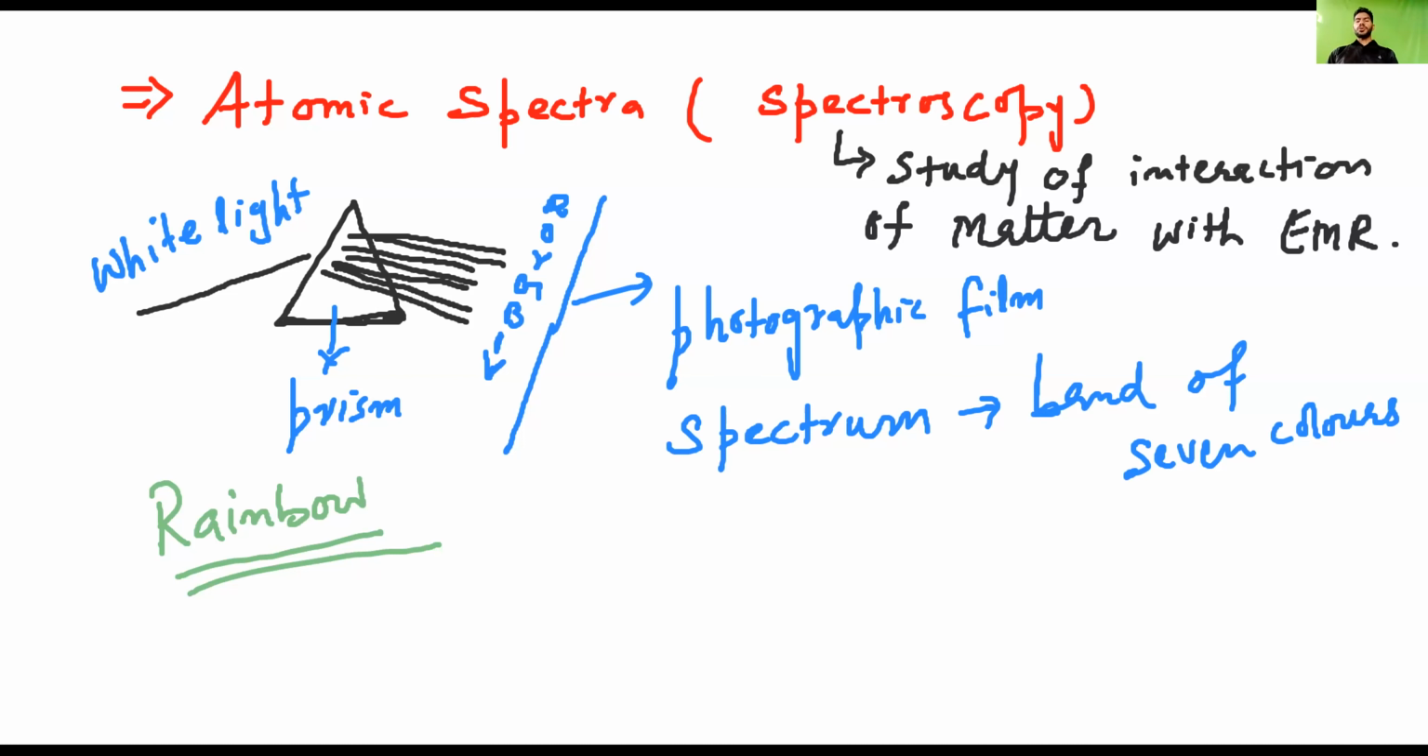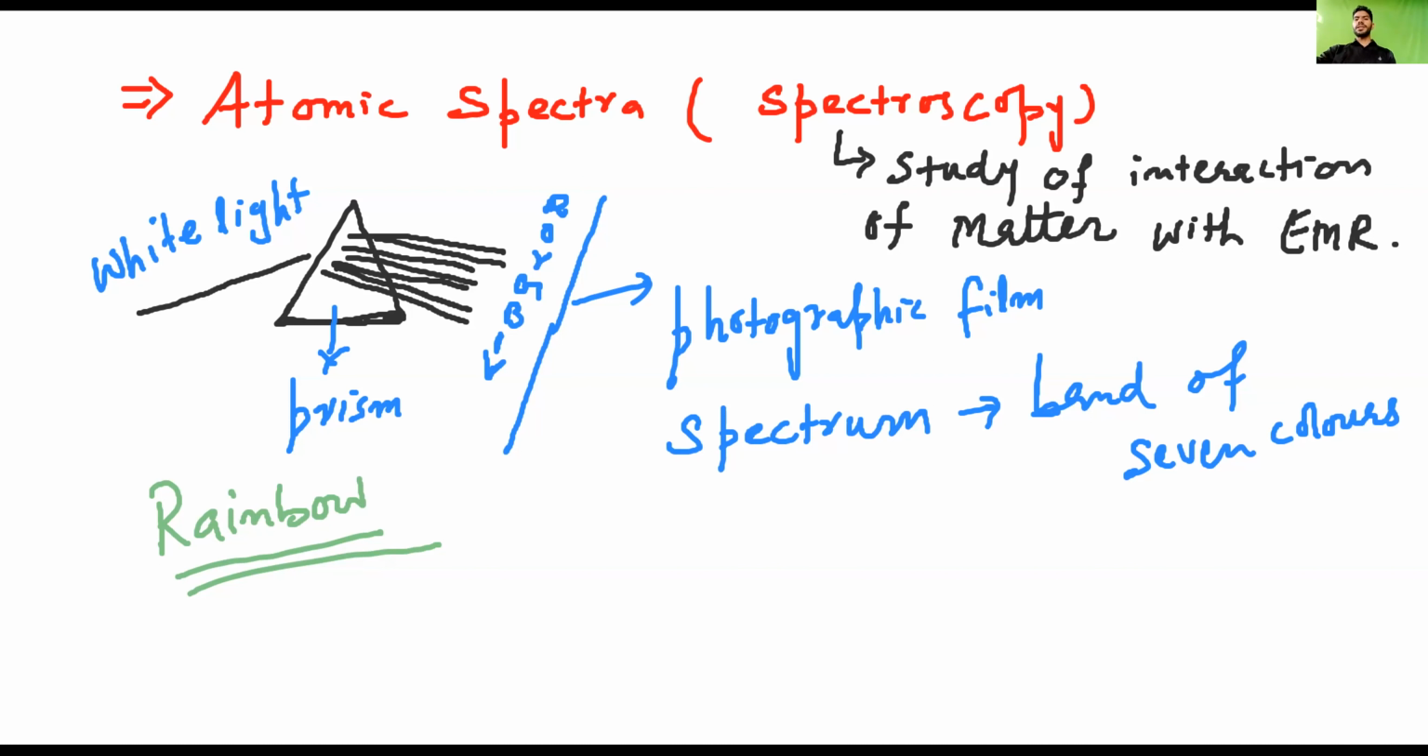So simply, I told you that when white light is passed through a prism, it gets split into 7 different colors. That is your VIBGYOR. And this splitting of white light into 7 different colors is known as dispersion of light. So here we get this band of 7 different colors. This is known as the spectrum.